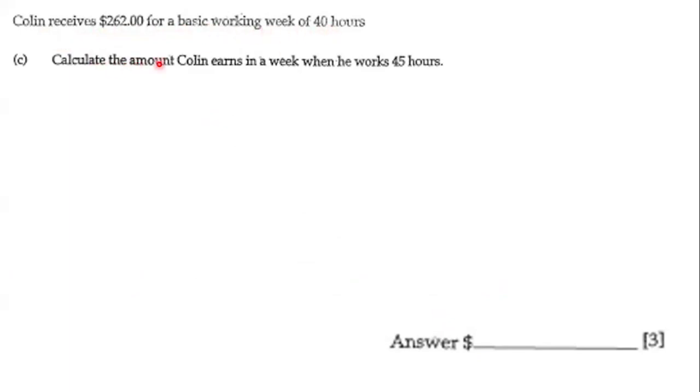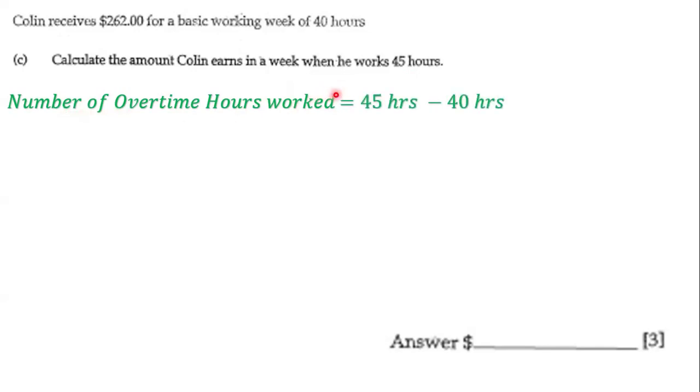Next, the question says, Colin receives $262 for a basic working week of 40 hours. Calculate the amount Colin earns in a week when he works 45 hours. And so the first thing that we're going to do is determine the number of overtime hours that he worked. In order to determine the number of overtime hours, we're going to subtract 45 minus 40, which gives us 5 hours. So that means that he worked 5 hours of overtime.